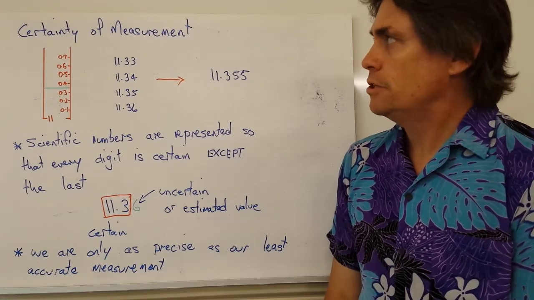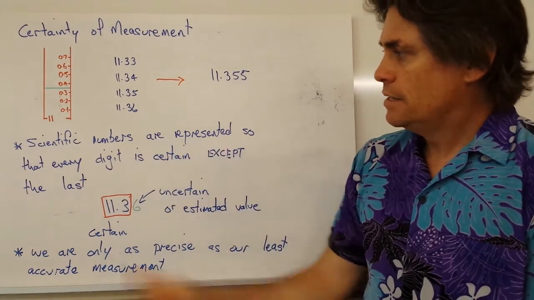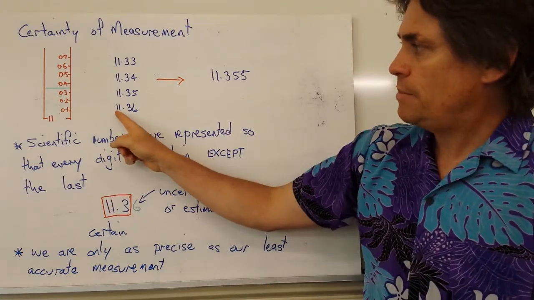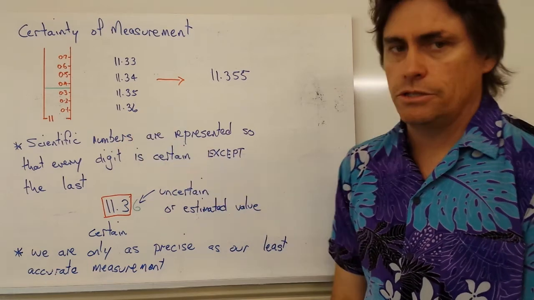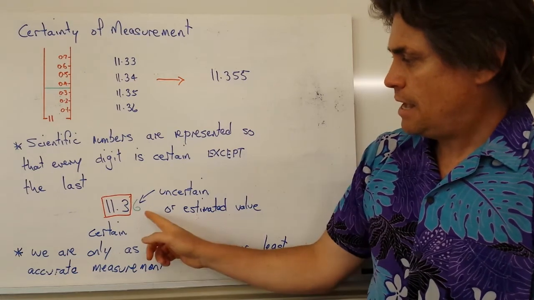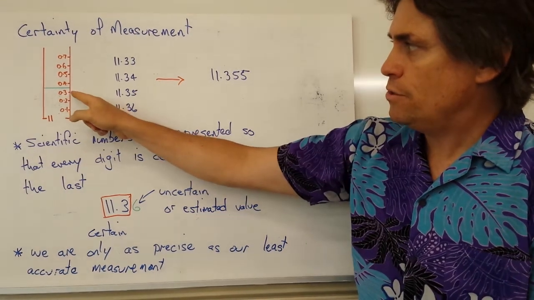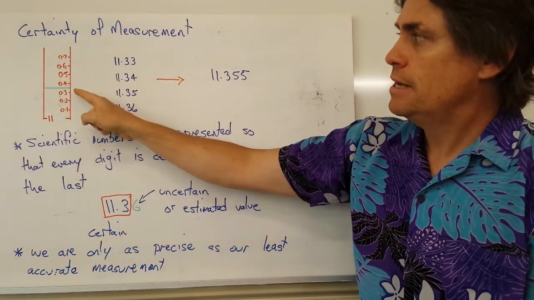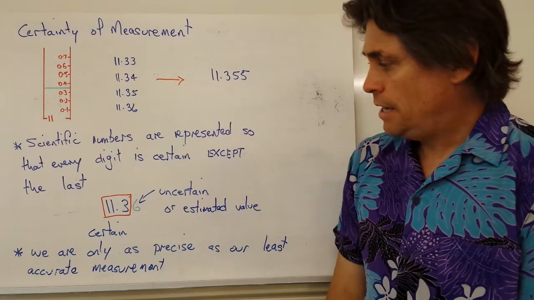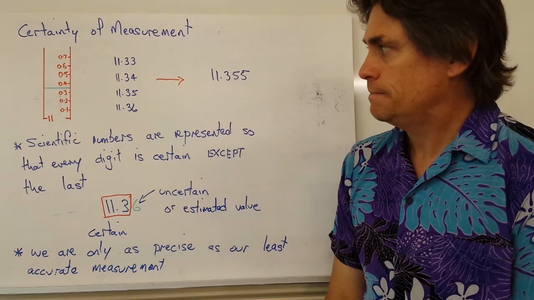So what does that mean for us in terms of our measurement? Well, scientific numbers or measurements are represented so that every digit is certain except the last one. So in other words, we're certain about 1st, 2nd, 3rd here, but we're not certain about the last one. We have our first 3 which we're certain about, our last one we're uncertain about, and it's what we call an estimated value. We don't know, because our machinery isn't precise enough, to say whether it's 0.03, 0.04, 0.5 or 0.6. In other words, we're only as precise as our least accurate measuring scale.